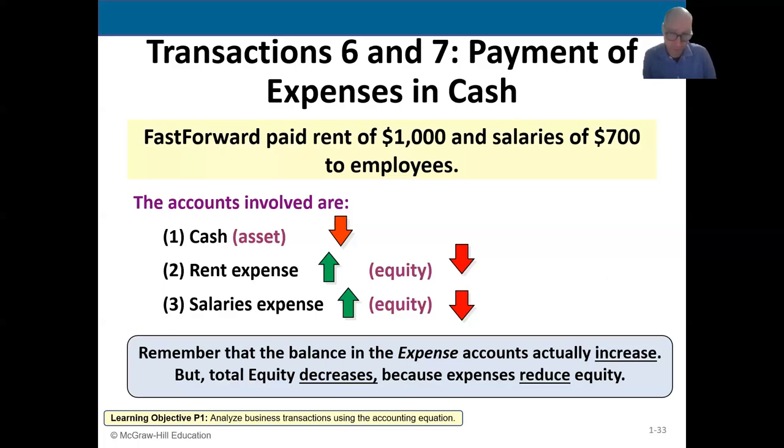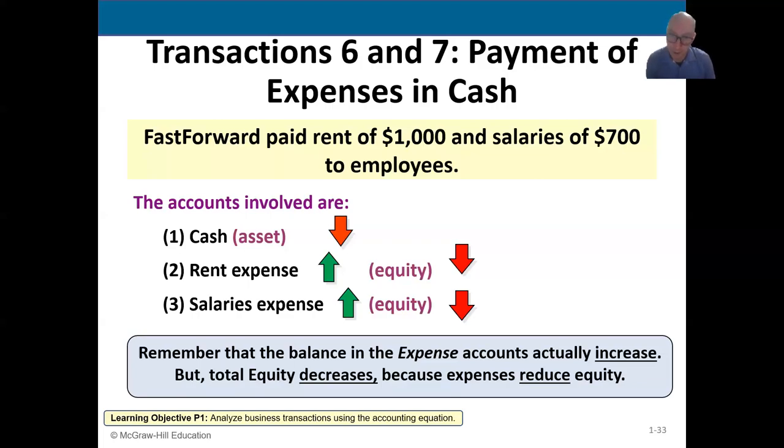We had to pay rent. Of course we did. And we had to pay our employees. You've got to pay your employees. So this is really two different transactions in one. That's okay, you can do that, as long as your debits equal your credits. Obviously, we wrote different checks because rent is different than paying your employees. But we just wrote it as one transaction to make things easy, instead of two separate transactions.